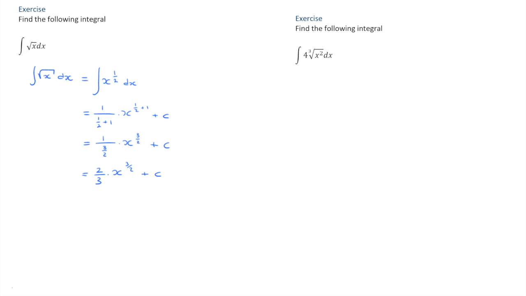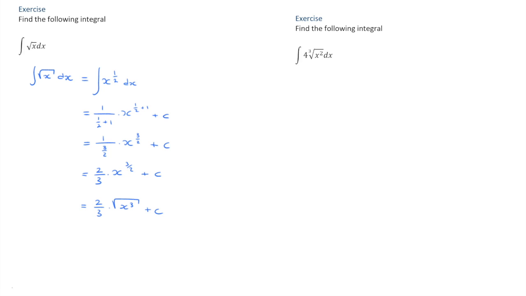We could stop there, that would be perfectly acceptable as a final answer, but we could also write the power of x back in root form. So that would look like this. That would be 2 over 3 times the square root of x to the power of 3, plus, of course, the constant of integration. And there we have it. That's how we integrate the square root of x. On to the next example.